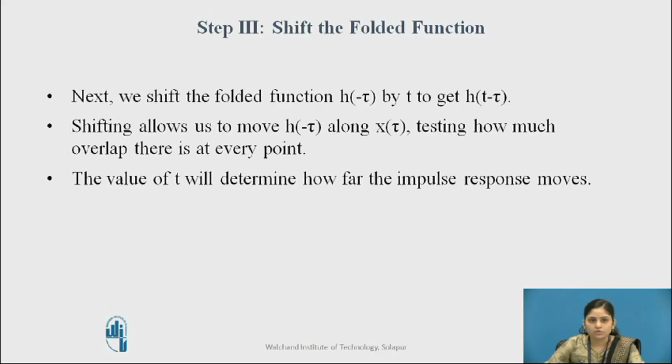Now let us discuss step number 3, which is nothing but shifting the folded function. Here we have to shift the function h of minus tau by t to get h of t minus tau. This shifting allows us to move h of minus tau along the x of tau axis, testing how much overlap there is at every point. The value of t will determine how far the impulse response is moved.